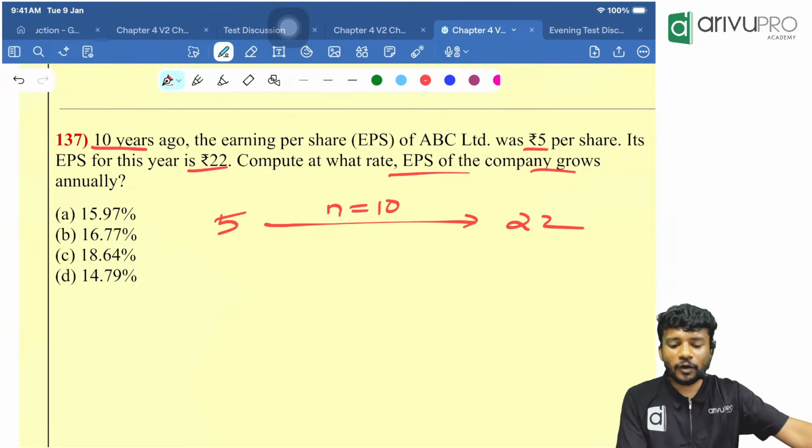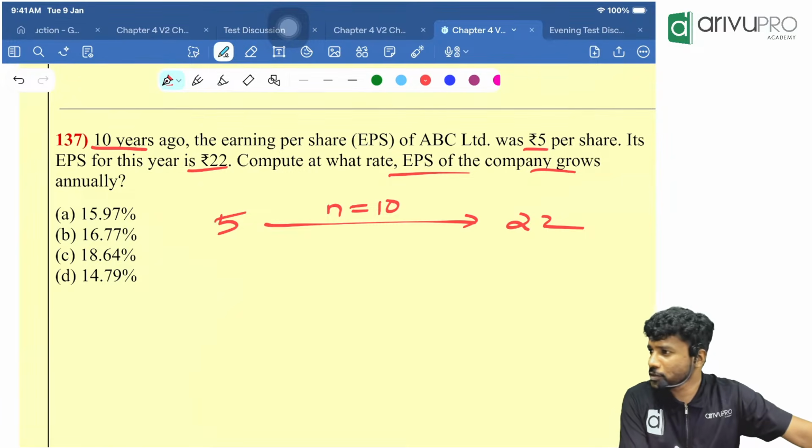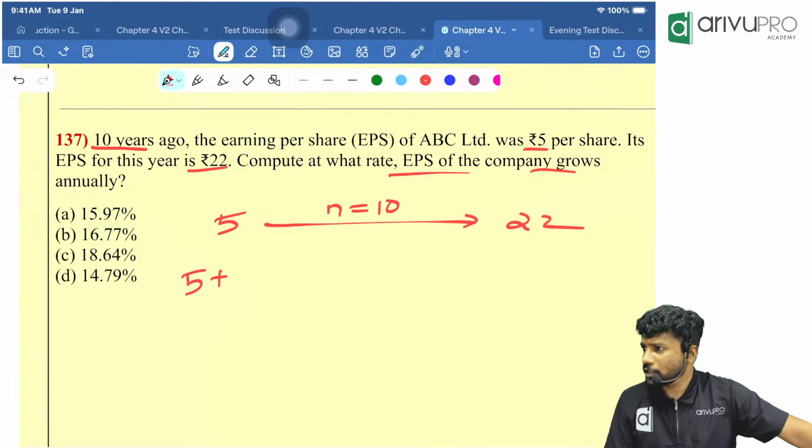Now people, we need to try the options. Which option are you going to try with? Can I try with the first option? Try, people. 5 plus. Try the first option.